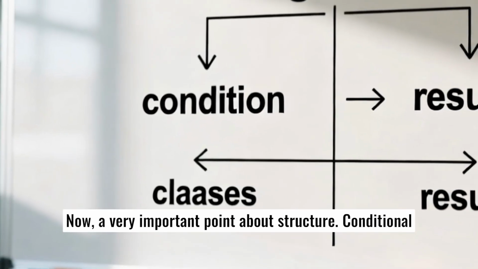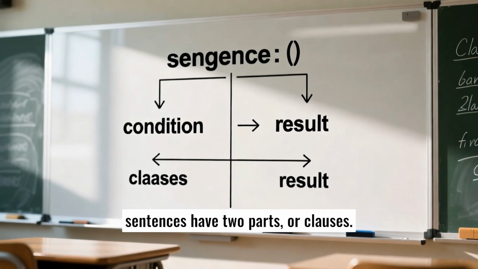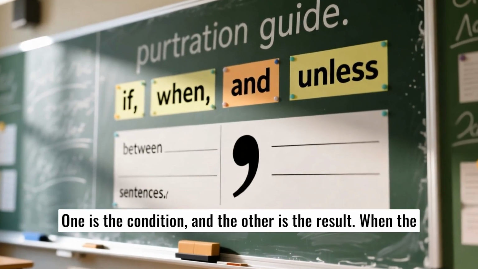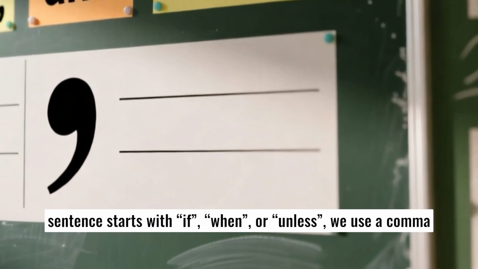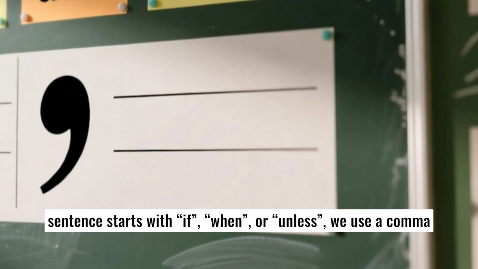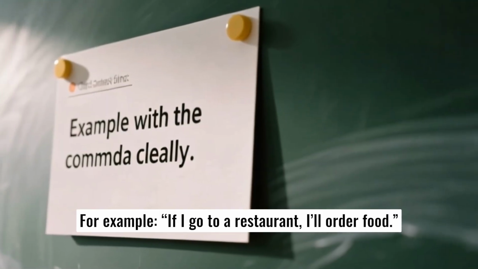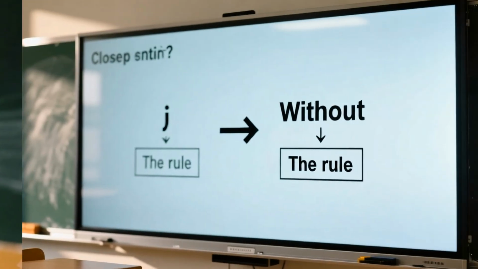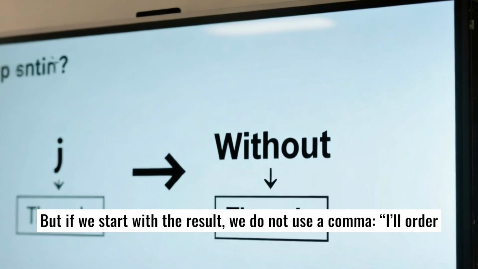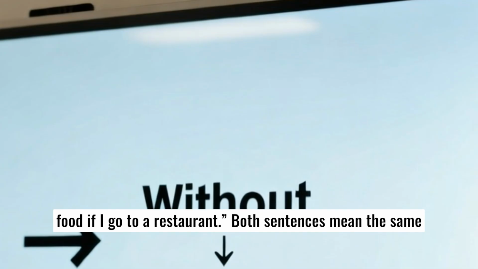Now, a very important point about structure. Conditional sentences have two parts or clauses. One is the condition and the other is the result. When the sentence starts with if, when, or unless, we use a comma between the two parts. For example, if I go to a restaurant, I'll order food. But if we start with the result, we do not use a comma. I'll order food if I go to a restaurant. Both sentences mean the same thing.